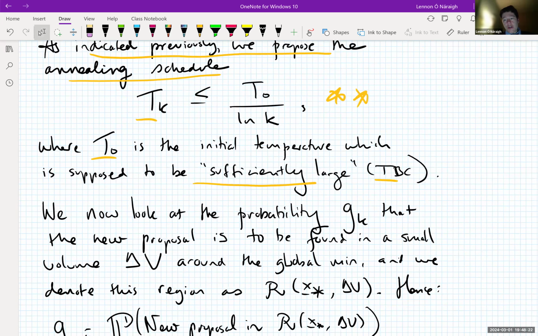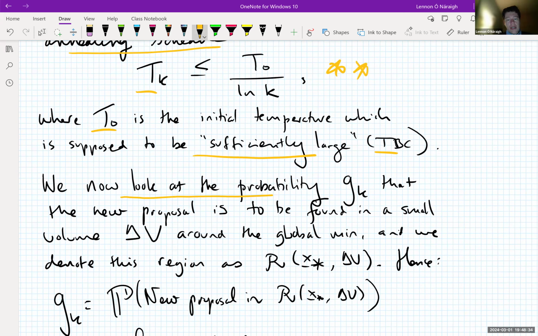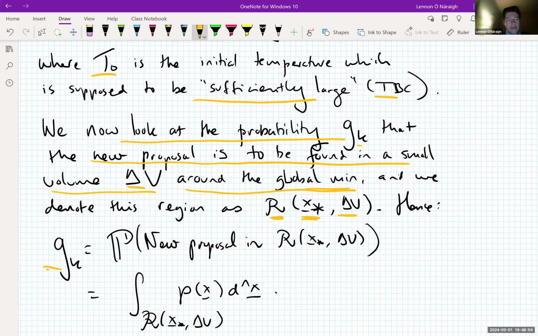So now we want to show that if you follow this recipe, the system will converge to the global minimum. The minimum energy state is reached. So the idea now is to look at the probability Gk. And this is the probability that the new proposal is to be found in a small volume delta V in the phase space centered around the global min. So we denote this as region R centered at x star with volume delta V. So Gk, by definition, is the probability that the new proposal is in this region R centered at x star, the global min, of volume delta V.